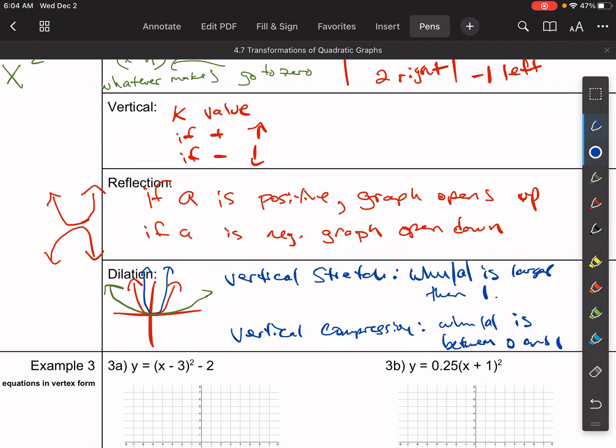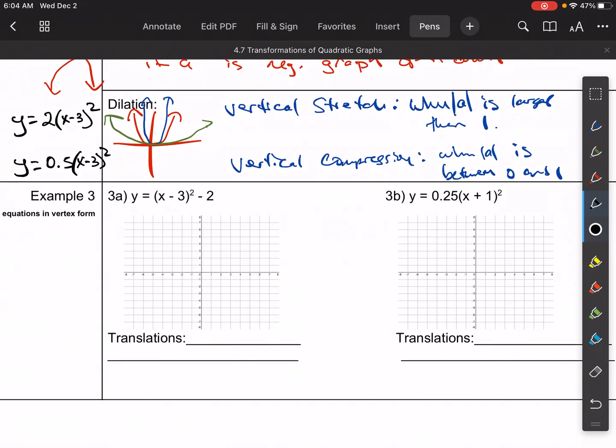All right, so we can look at a couple of those, but if you wanted to see that, you could graph these, and I'll write these down so you can play with this idea. You could graph y equals 2 times (x minus 3) squared, and then you can also graph something like y equals 0.5 times (x minus 3) squared, and see how those two things relate. For example 3 here, they want you to actually graph some of these.